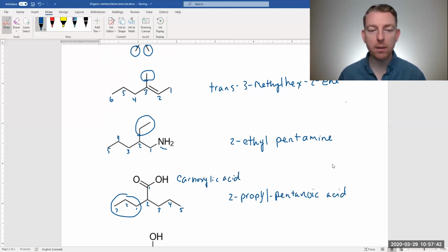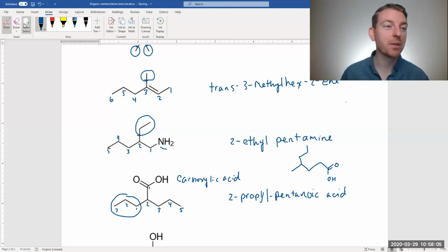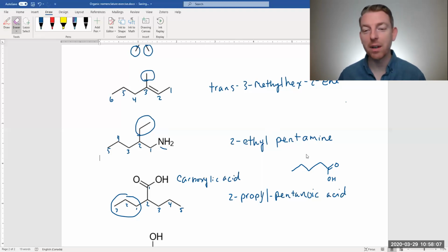Okay, and again, you might draw this differently. So if you're going to say it's a pent as the root word, so 1, 2, 3, 4, 5, it's a carboxylic acid. So let's draw that on there. And 2-propyl, so 1, 2, 3. This is the same structure as what we have here. No, it isn't, because I drew it on the wrong carbon. Okay, here we go. We'll try that one more time.